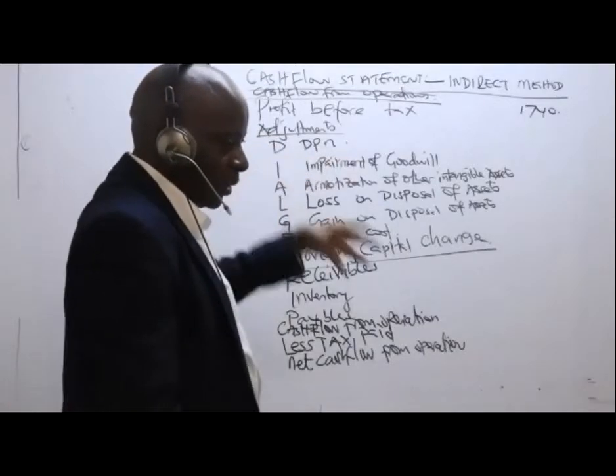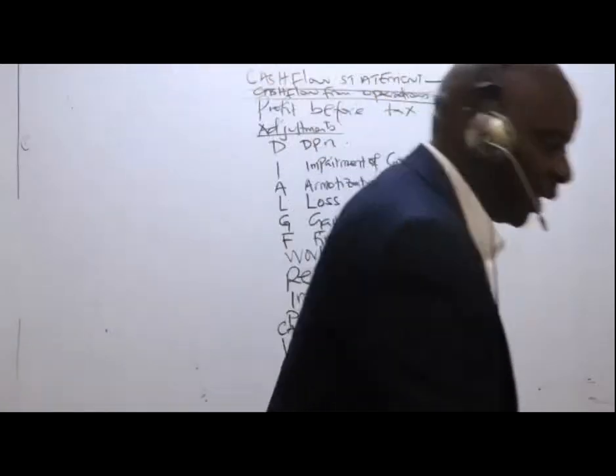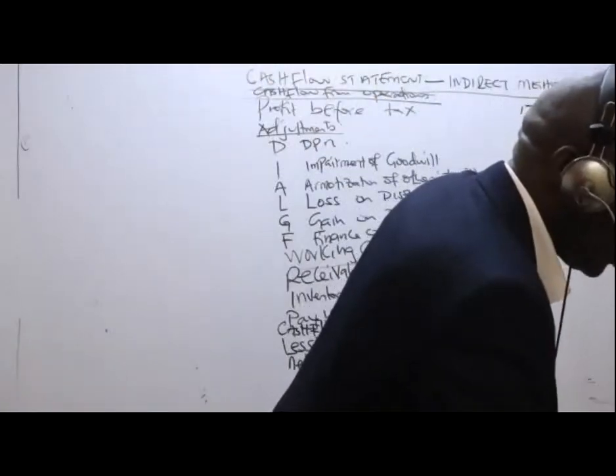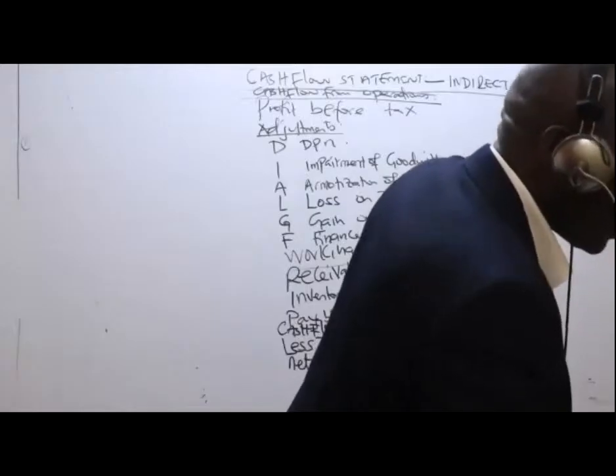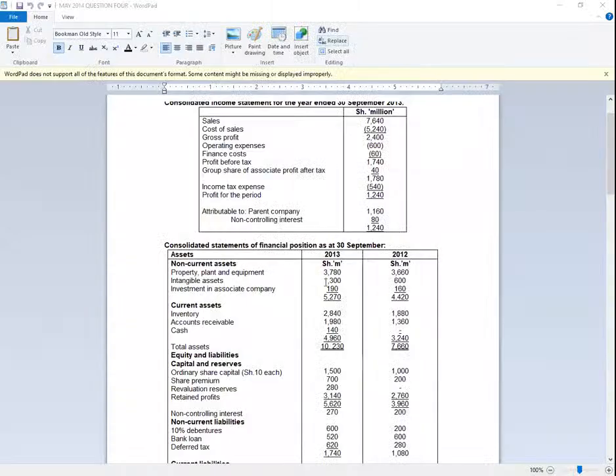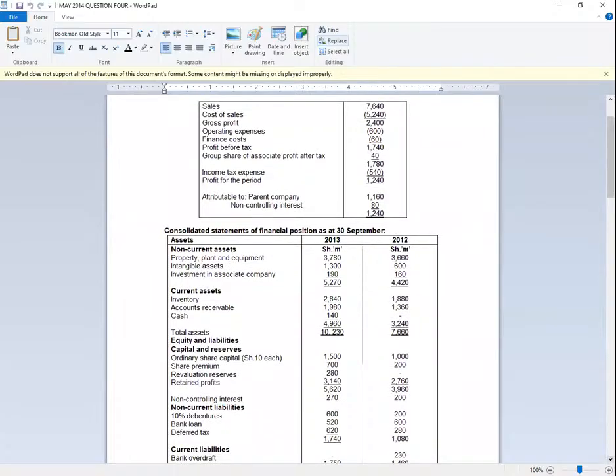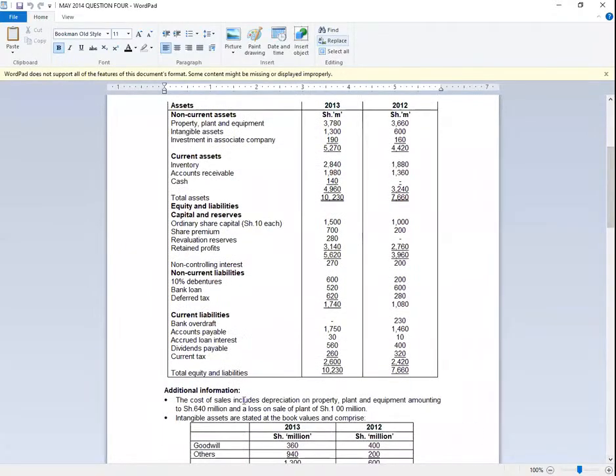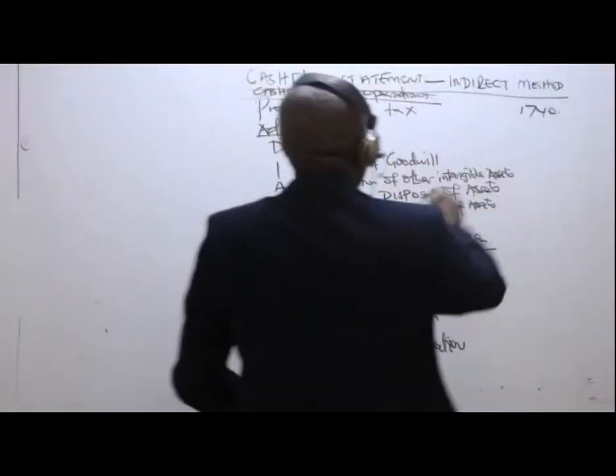Are you able to see the depreciation of the PPE in this question? Is there anybody who can see depreciation in this question? Oh, yes. I can see the cost of sales includes depreciation on property and plant and equipment amounting to 640. It's a low-hanging fruit. I'm harvesting them. So I'm able to see depreciation. So this is 640.